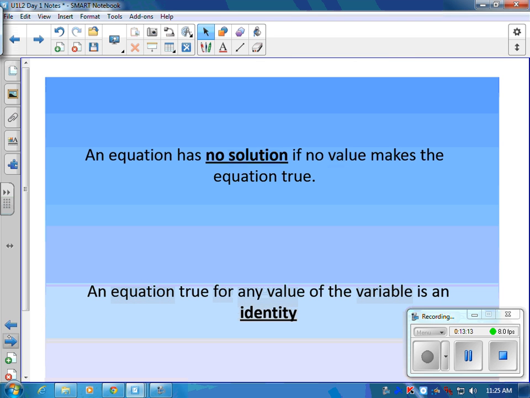So this slide kind of just sums up everything that we've said. There is no solution if we get a false statement. There's no value I can put into the equation to make it true. When I have an identity, any value of the variable will make the equation true. I have an infinite number of solutions for that equation. That's what an identity means.